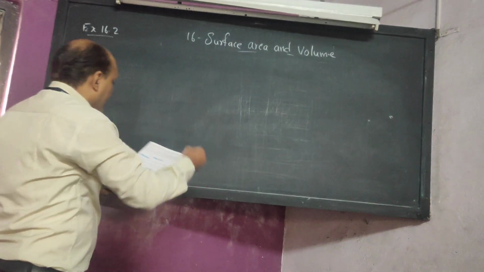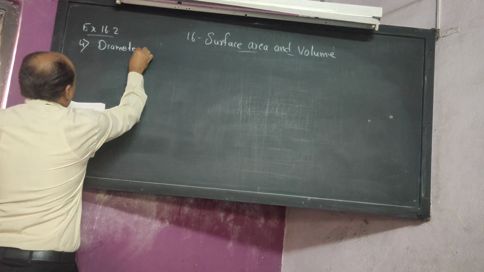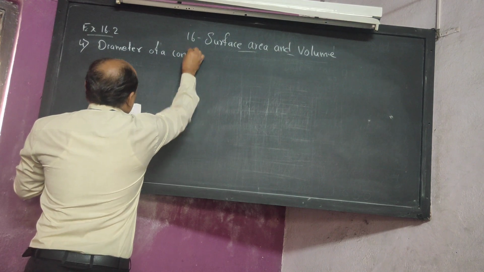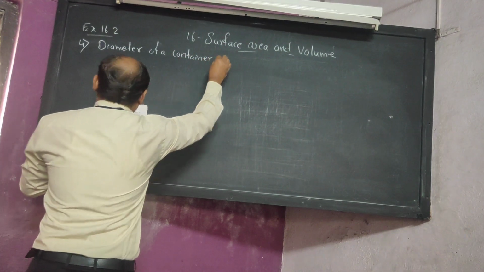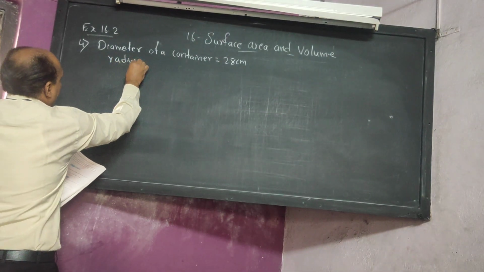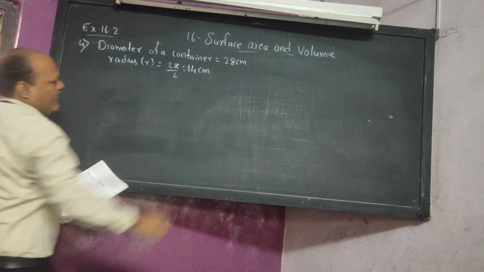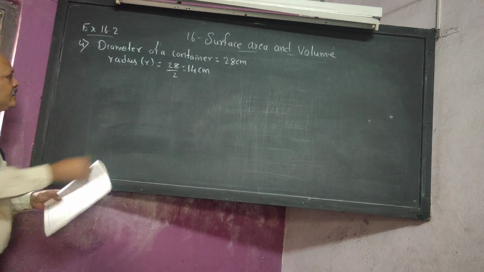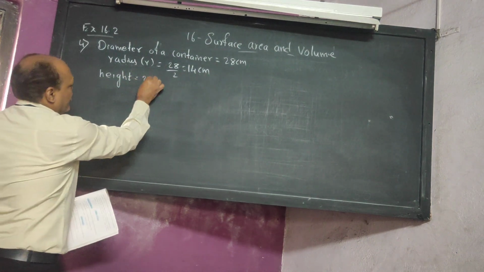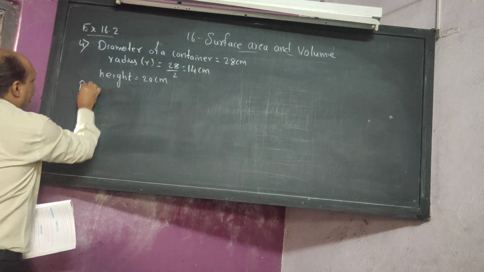What is given here? Diameter of a container is given here. The diameter is given to you, 28 centimeter. We will find the radius. Radius we are taking as r, that is 28 upon 2, that is 14 centimeter. I hope all of you understood here. Diameter is given so we find the radius. Height is given to you, 20 centimeter. Is that clear? Now what we have to find in this is the area of the sheet.